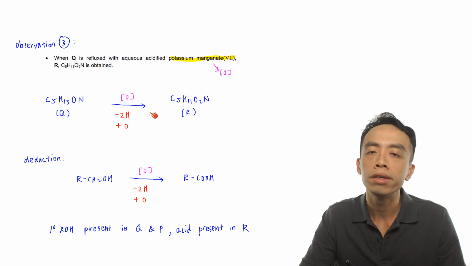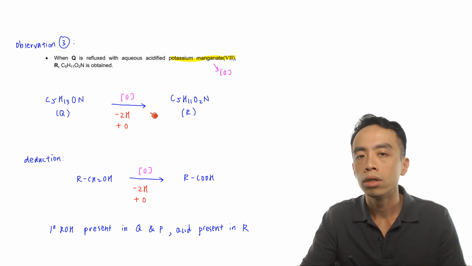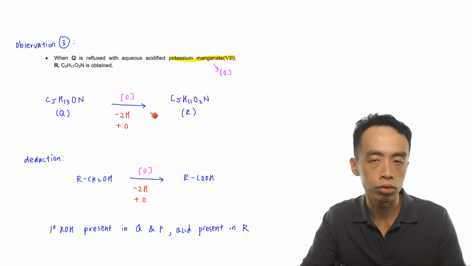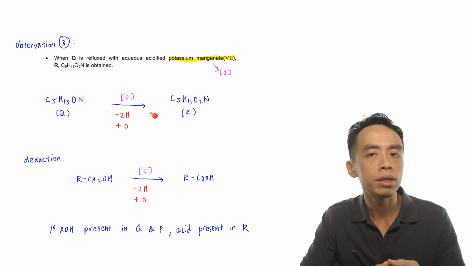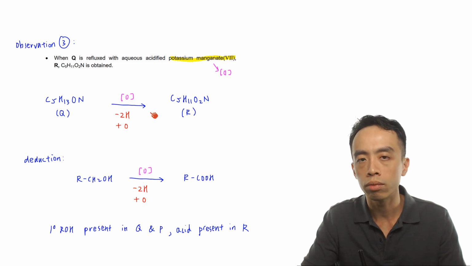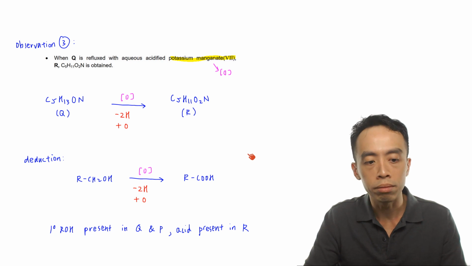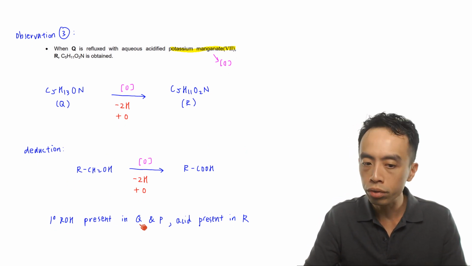Now keep in mind, if let's say I have a secondary alcohol, when I oxidize this to a ketone, the change is just loss of 2 hydrogen. There's no gain in oxygen. So based on the difference in molecular formula, I can actually reason out whether this alcohol is a primary alcohol or secondary alcohol. So something interesting and useful that we want to keep in mind. So I know that there's a primary alcohol present in Q.